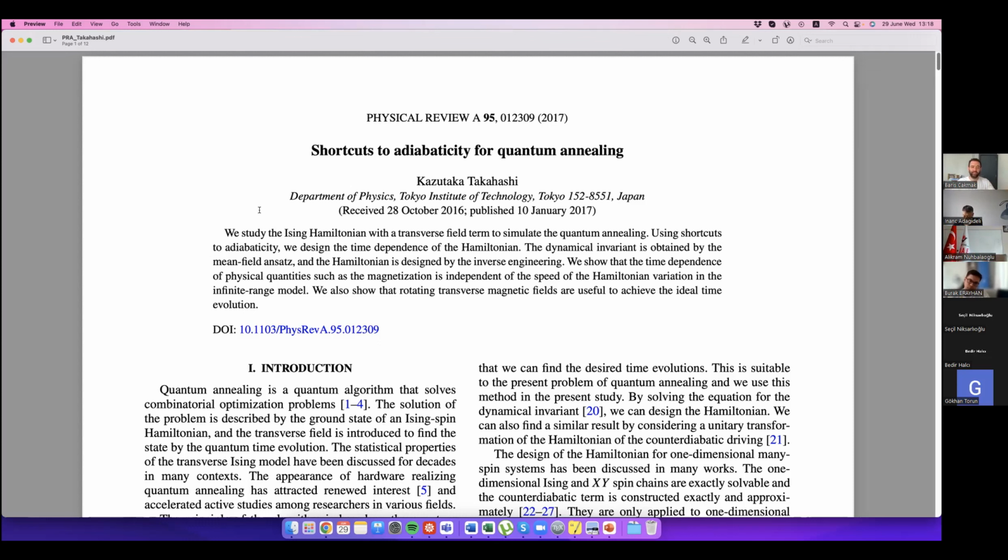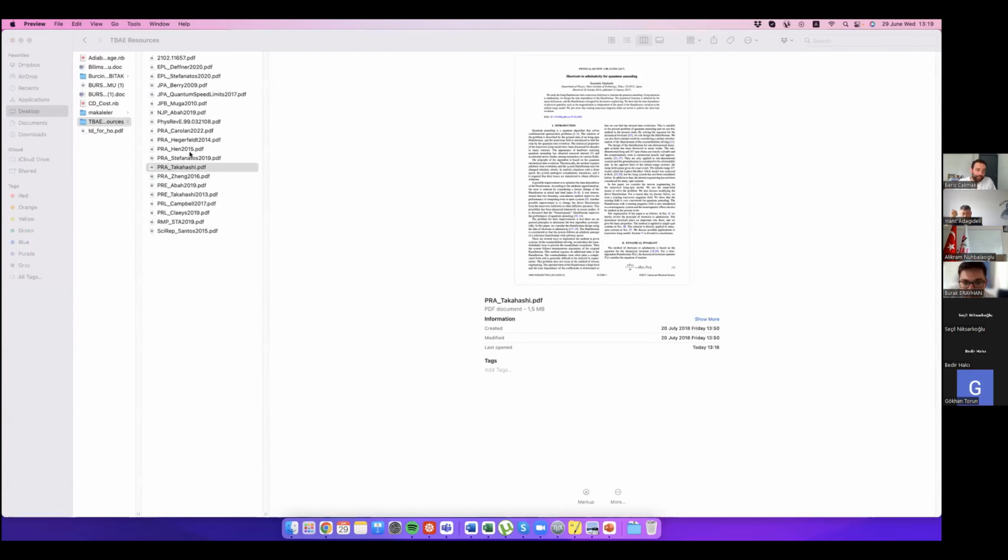So these annealing problems or adiabatic quantum computing stuff usually involve many-body systems, and using, for example, the counter-diabatic driving that we were using in many-body systems is a bit problematic. For example, in this paper, the author uses an inverse engineering approach, which is a bit different method to achieve shortcuts.